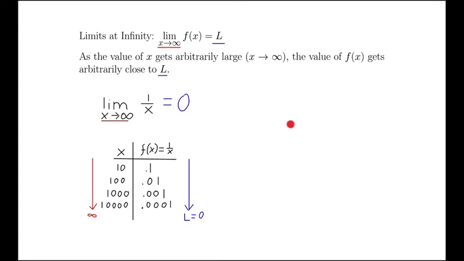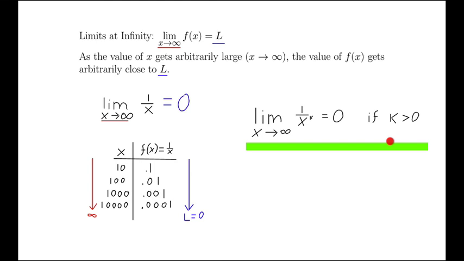That's a general pattern that's going to happen in problems of these types. If we take the limit as x tends to infinity of 1 over x to the k, as long as k is greater than 0, we're always going to get 0 back. This is a general rule that we can use to help us evaluate limits at infinity, and it's something that you need to remember.